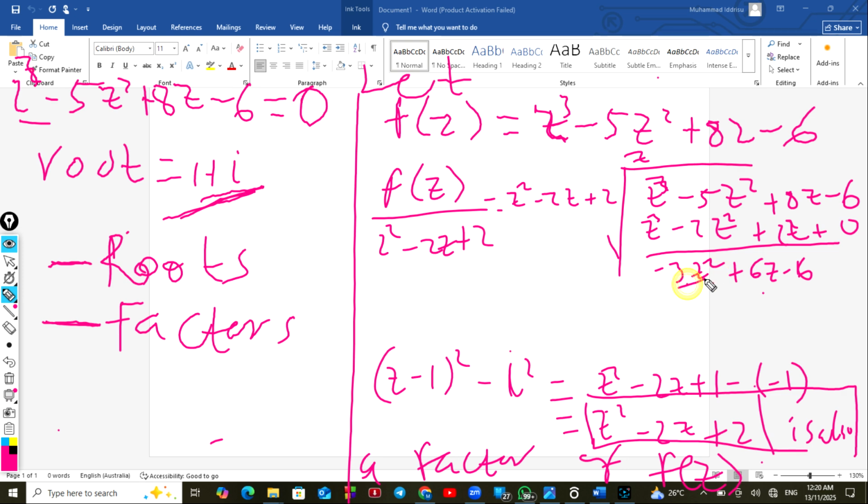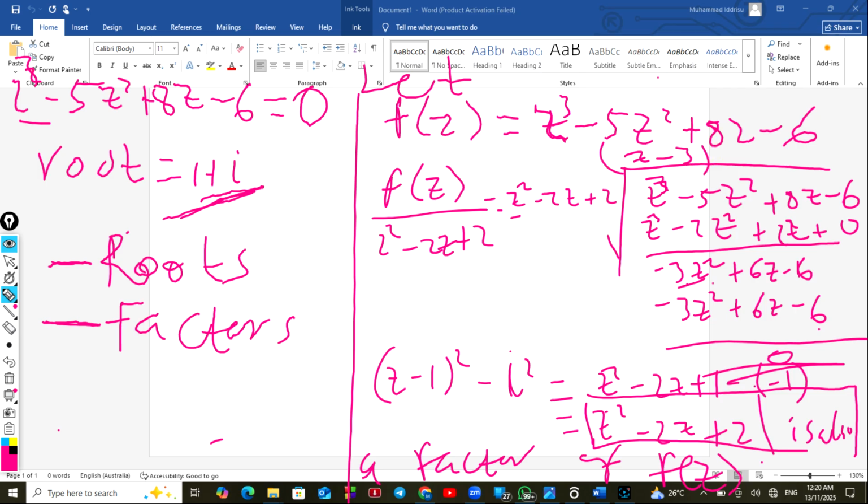So minus 3z square divided by z square, we have minus 3. So minus 3 times this, we have minus 3z square. Minus 3 times minus 2z, we have plus 6z. Minus 3 times positive 2, we have minus 6. And you can see that it's just the same thing, subtracting the same thing from itself. So we have 0, this minus this 0, this minus this 0, this minus that is 0. So now the quotient is this.